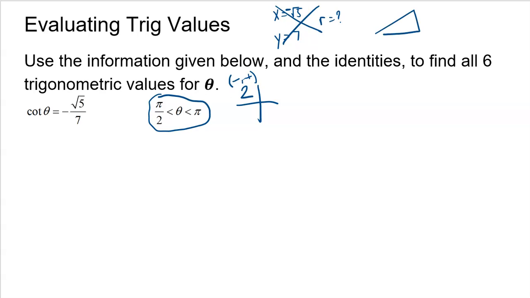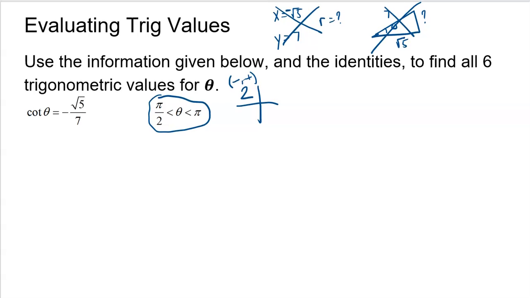Another way I taught you is to draw a picture of angle theta. Even though I don't know what theta is, I can draw a picture of it. And I know based on that relationship, the adjacent side is radical 5, and the hypotenuse is 7. And now I just have to find that missing side of the triangle. And then again, once I have all 3 sides of the triangle, I can find all 6 trig values. But we're not going to do it that way.